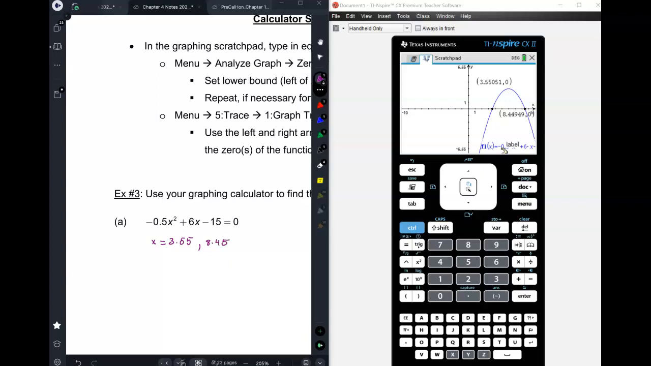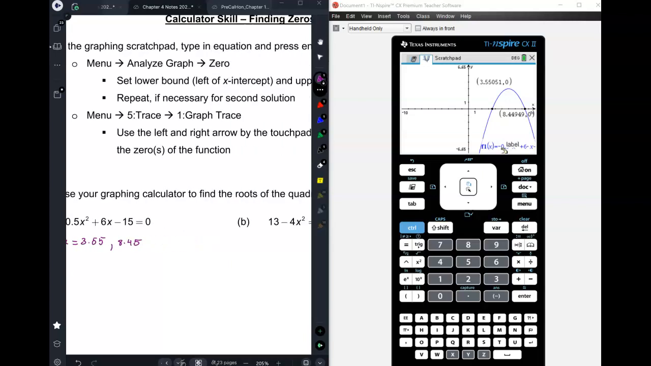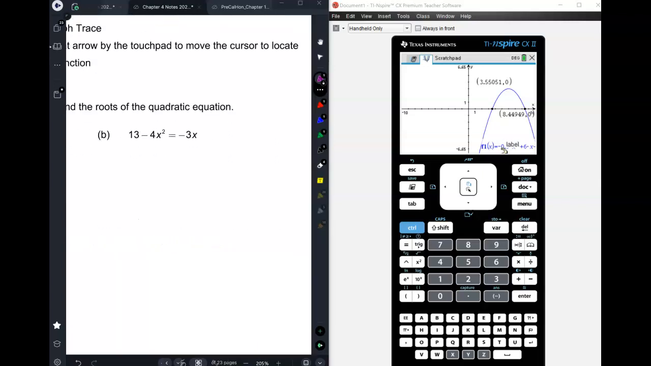Okay? Next, press Doc B, clear this, and plug in this next function. But before you plug it in, we have to bring everything to the same side, right? So we're going to add 3x to both sides. So this is going to be 13 minus 4x squared plus 3x equal to 0. All right, so go ahead and plug it in and find the zeros. So x equals negative 1.47 and 2.22 for this one.